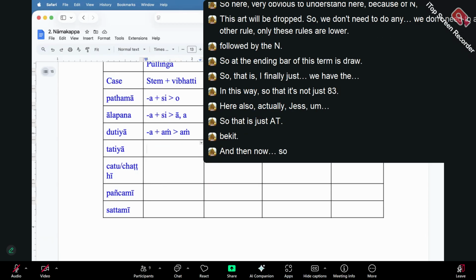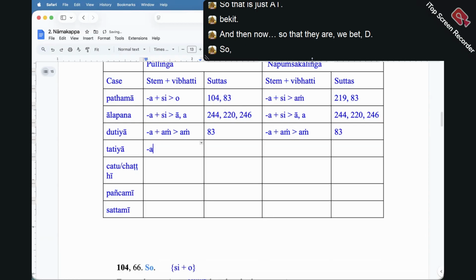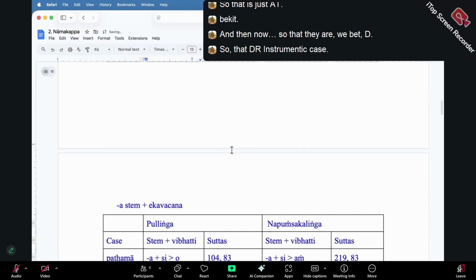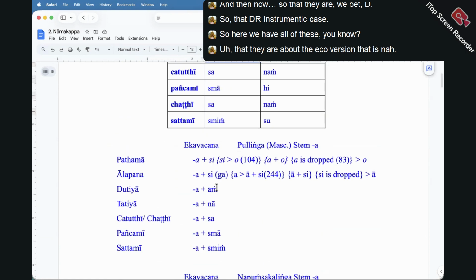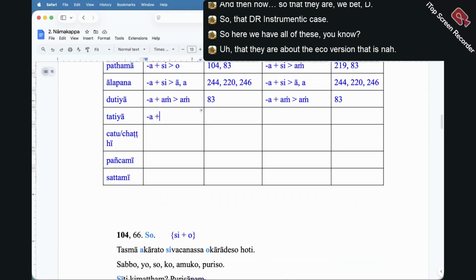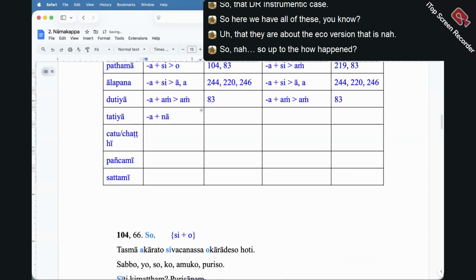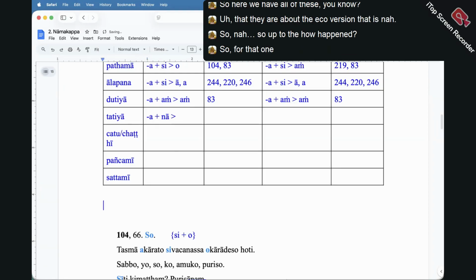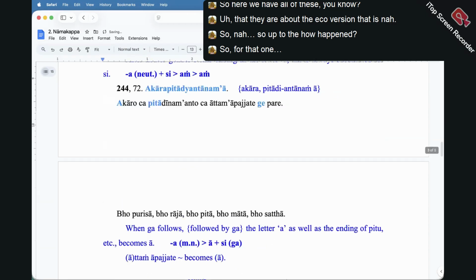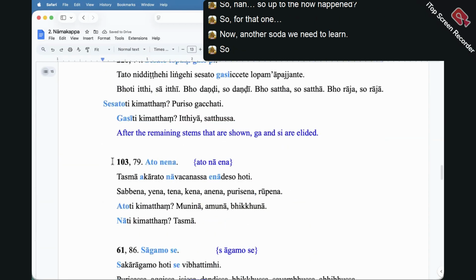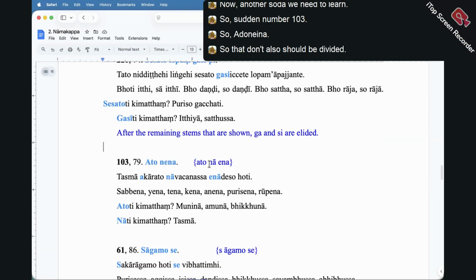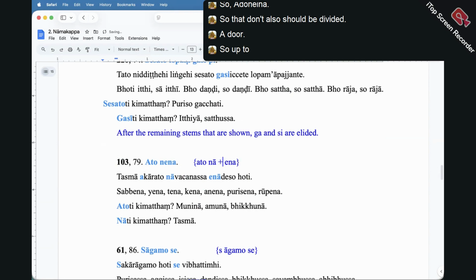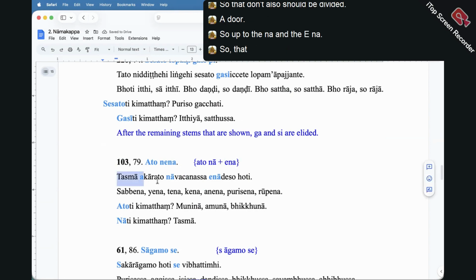And now Tatiya Vibhatti, the instrumental case. So here we have already, Tatiya Vibhatti Ekavacana is 'na'. So 'na'. How does it happen after that? For that, now another sutta we need to learn. Sutta number 103, Adonina. That Adonina also should be divided: Ado, 'na', and 'ena'. So that is: a-karato nakarajanasa ena de so hoti.